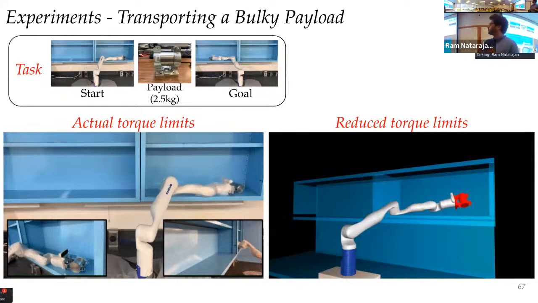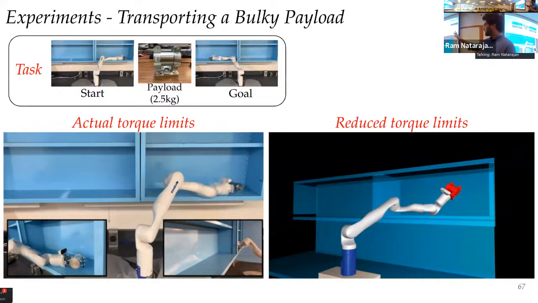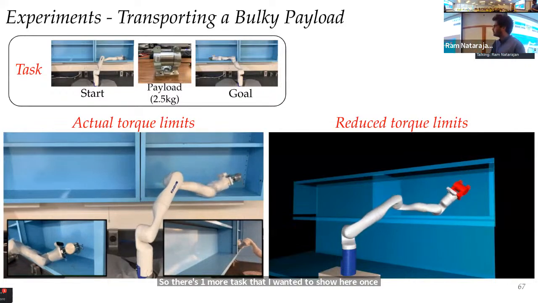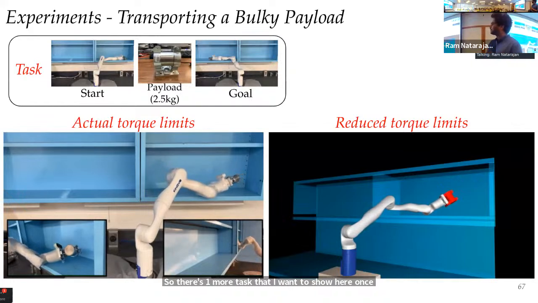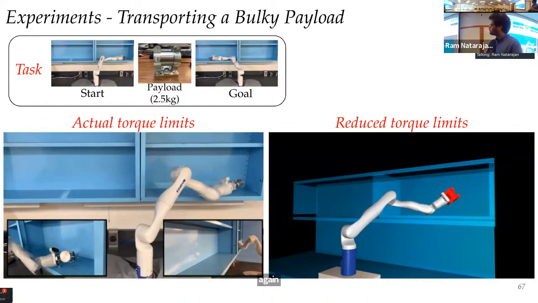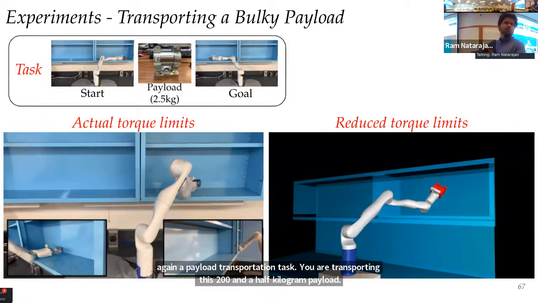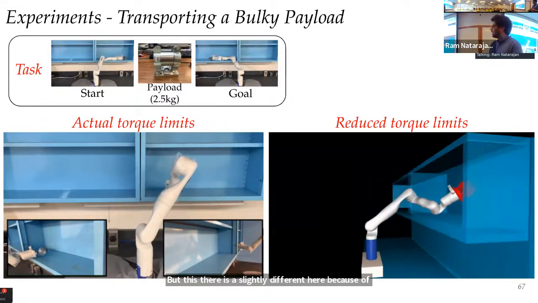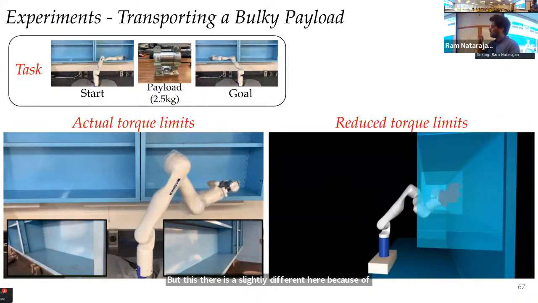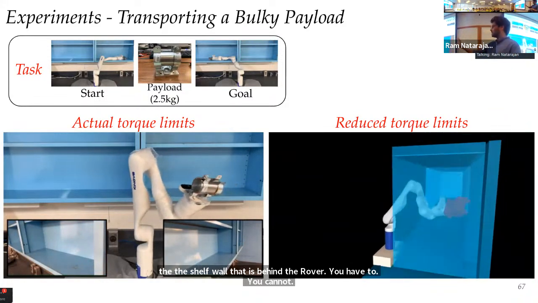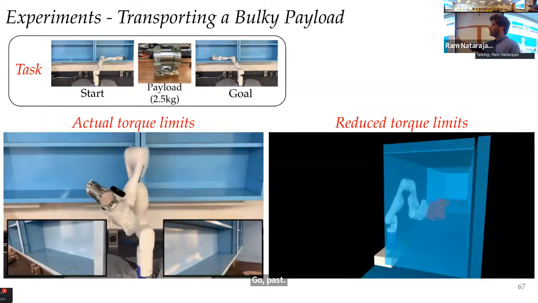So there's one more task that I wanted to show here. This is once again a payload transportation task. You are transporting this 2.5 kilogram payload. But there is a slightly different constraint here because of the shelf wall that is behind the robot. You cannot go past a distance, and then the robot is unable to lift the object in its initial configuration.